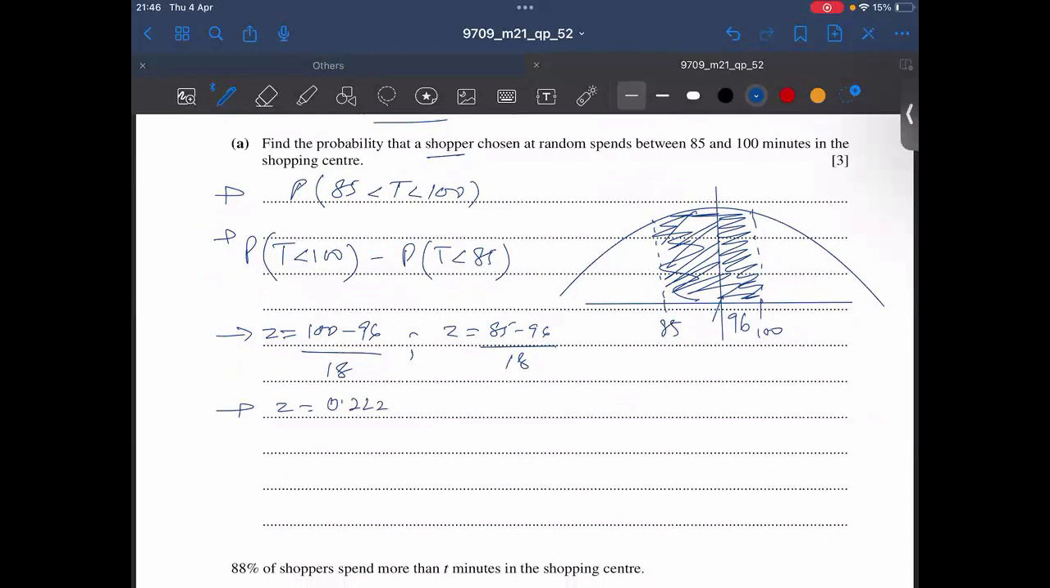0.222. And this is 85 minus 96 divided by 18. 85 minus 96 divided by 18 is minus 0.611.